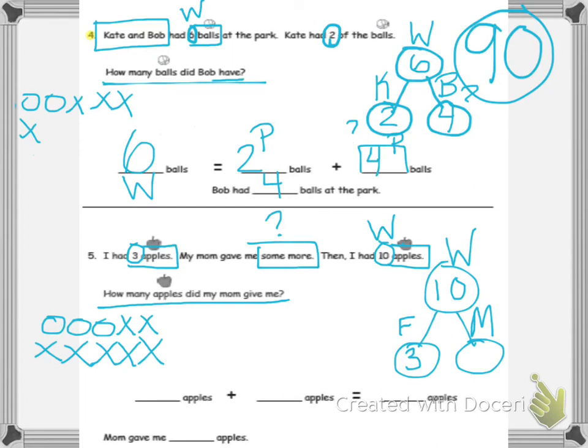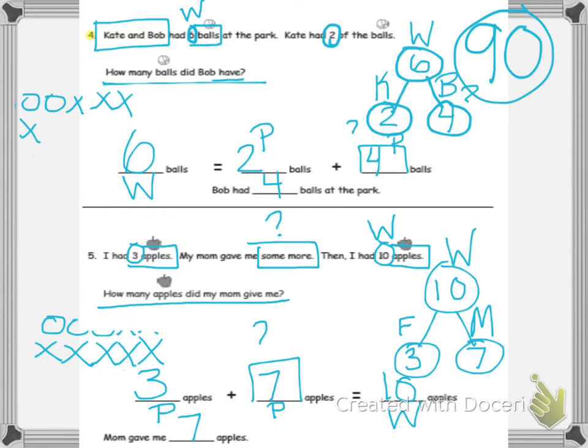Well, coming to this number sentence for a second, I know that I had 3 as one part, plus my other part, which is a mystery. I don't know how many Mom gave me just yet, but I know that altogether I have 10, which is my whole. Now, how many X's did I have to add? 1, 2, 3, 4, 5, 6, 7. So my mom gave me 7 apples.